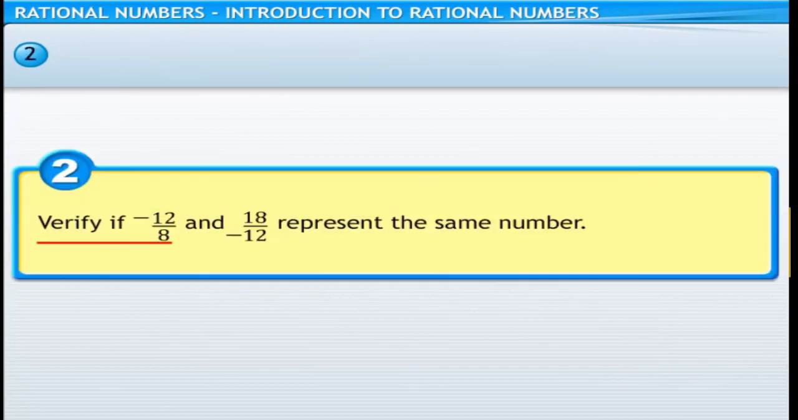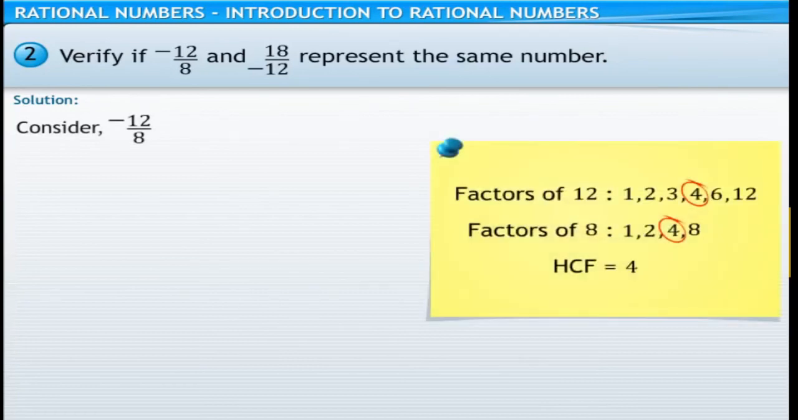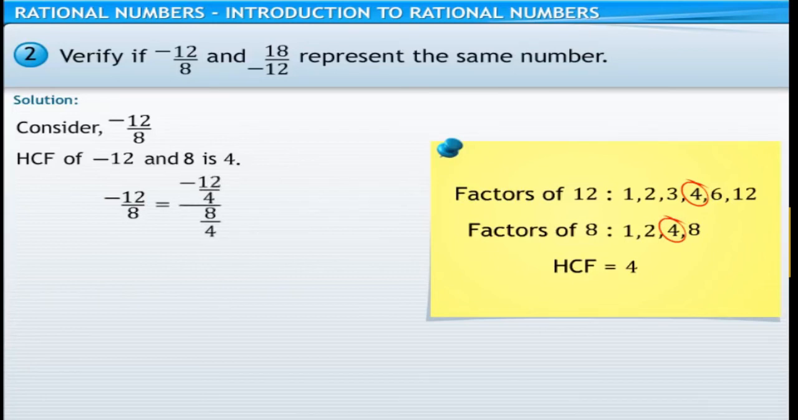Verify if the given rational numbers represent the same number. The given rational numbers would represent the same number if their standard forms are the same. Consider the number -12 upon 8. Highest common factor, HCF, of -12 and 8 is 4. Dividing -12 and 8 by their highest common factor 4, we get the standard form of -12 divided by 8 as -3 divided by 2.